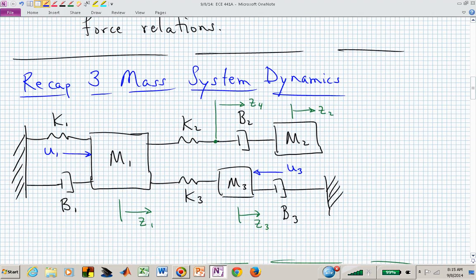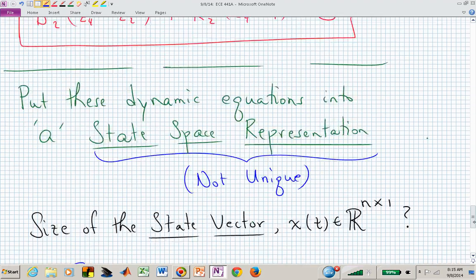What is the dimension of our input? Now we're simply asking how many different external inputs we are applying to this system. If you were looking at a circuit, it would be how many sources do you have, for example. Here we simply have u sub 1 and u sub 3. We have two inputs. Our input vector, u of t, is now 2 by 1.